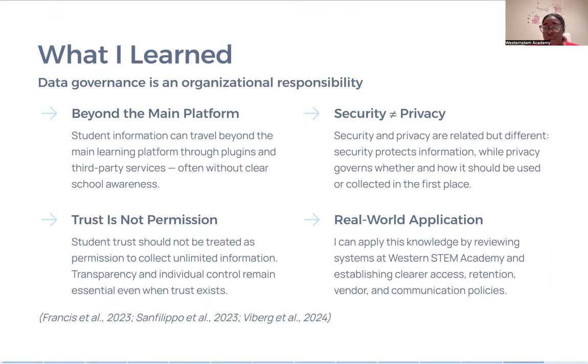Security doesn't equal privacy. Security and privacy are related but different. Security protects information, while privacy governs whether and how it should be used or collected in the first place. Trust is not permission. Student trust should not be treated as permission to collect unlimited information. Transparency and individual control remain essential even when trust exists.